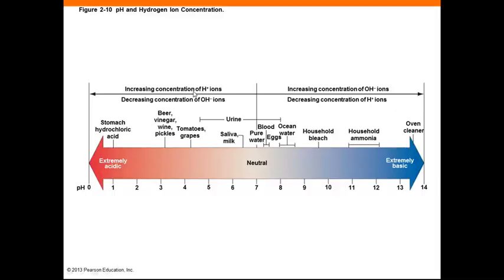And you can see up here, just to remind you that as the pH goes down, as the pH gets smaller, you have an increase in the concentration of hydrogen ions. So it's an inverse scale. Okay? And as you decrease the concentration of hydrogen ions, the pH will increase. And so, for example, you have bleach and household ammonia and oven cleaner, which are some of the most alkaline or most basic solutions that we have contact with.